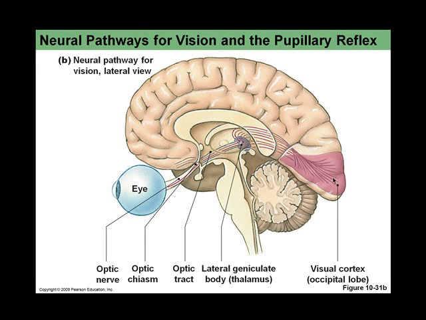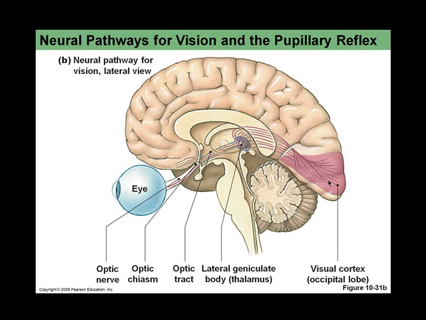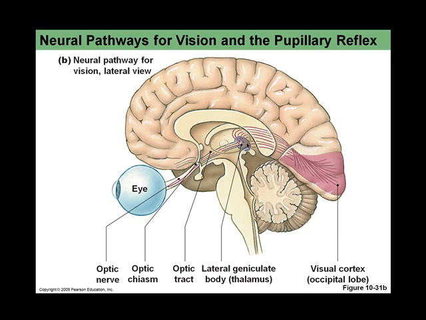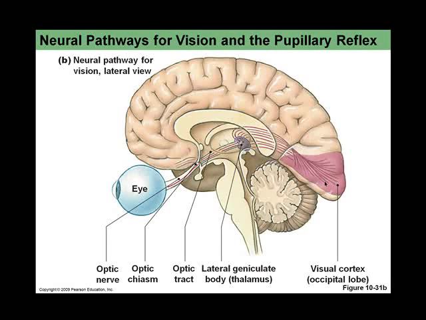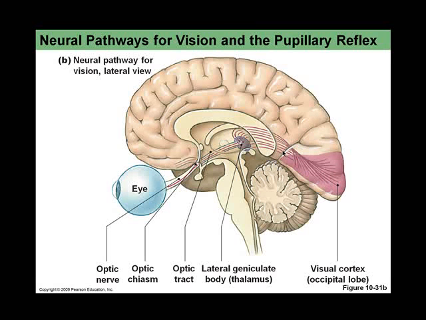geniculostriate projection. There are stria, little strips of gray matter that can actually be seen even at the gross level in the primary visual cortex of the occipital lobe, and therefore this is called the geniculostriate pathway, or it is a thalamocortical pathway as well, the general term that we've used for any thalamocortical sensory projection up to this point.